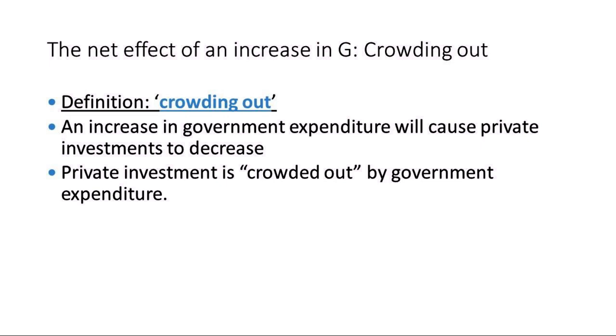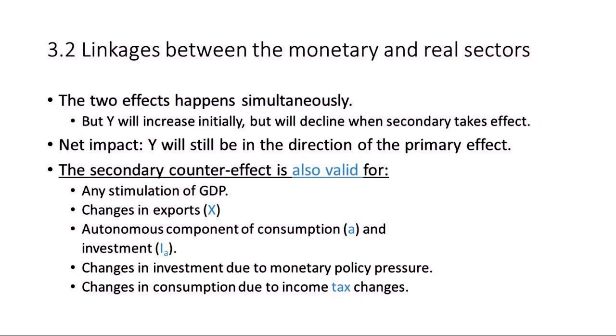Now, what happens with that sort of decline in investment leading to a contraction in income, that's called crowding out. So the increase in government spending in the end causes private investment to decrease a bit. The private sector is crowded out by government spending in the economy. Now, these two effects happen simultaneously, but we split them up into a primary and a secondary to make it easier to talk through what happens. So you can't talk about everything happening at the same time.